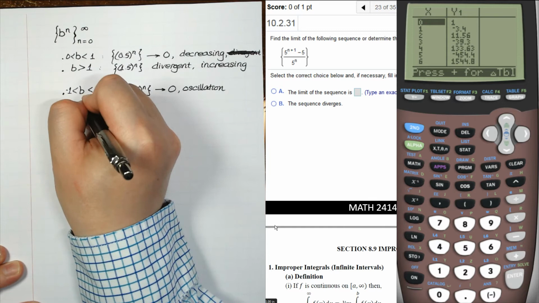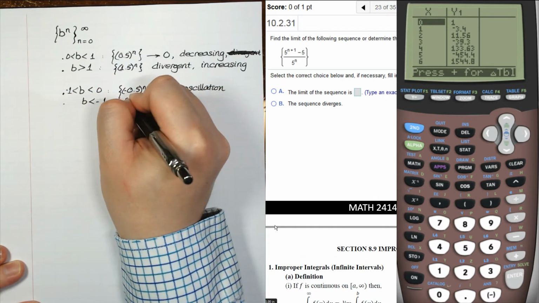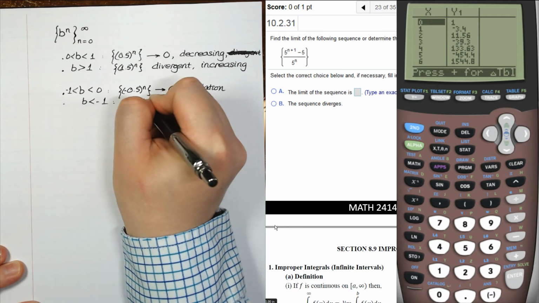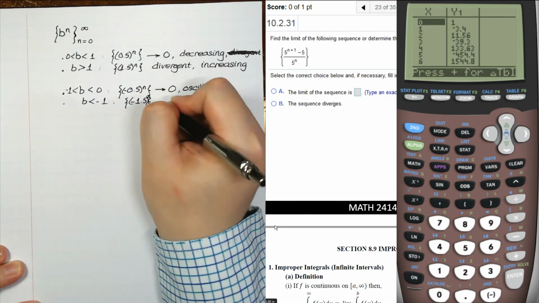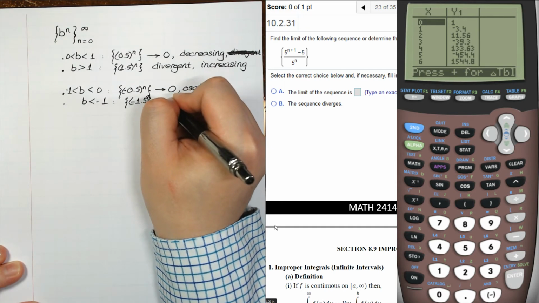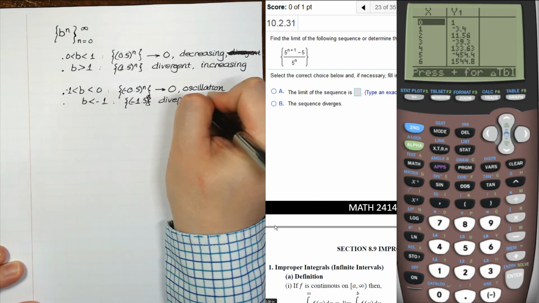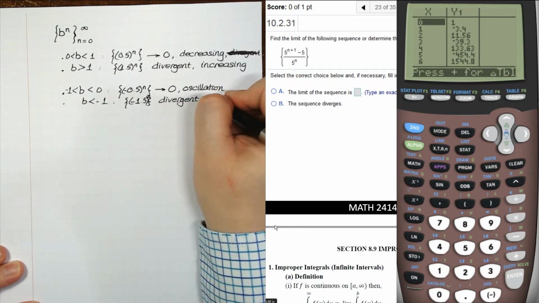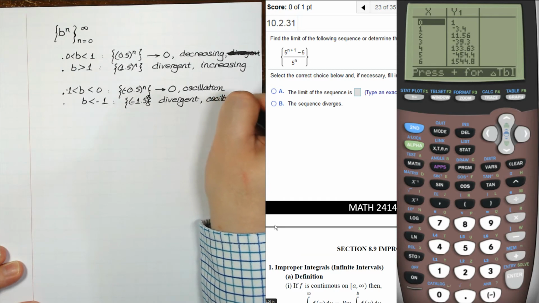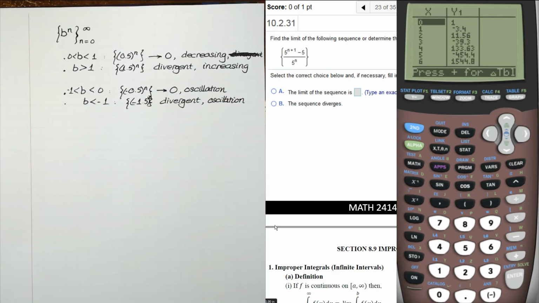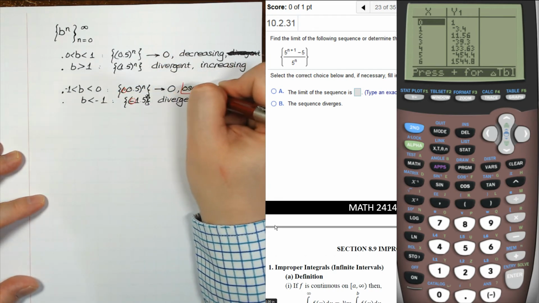And if it is less than negative 1 completely, it will be like negative 1.5 to the n power. This one is divergent and also oscillation. All right, so bottom line is whenever we have a negative, that is oscillation.